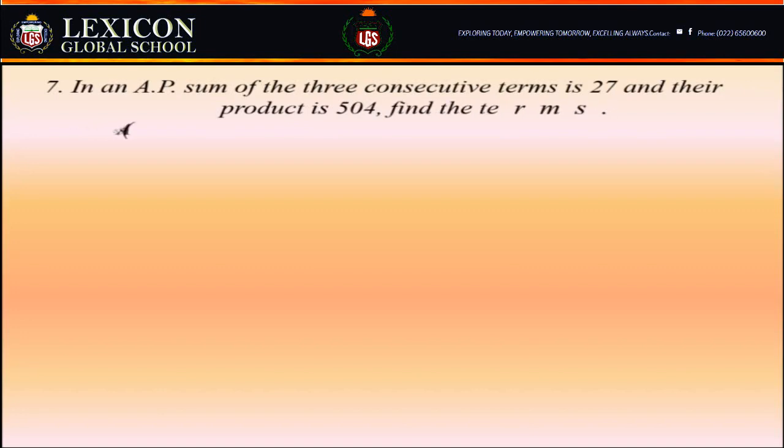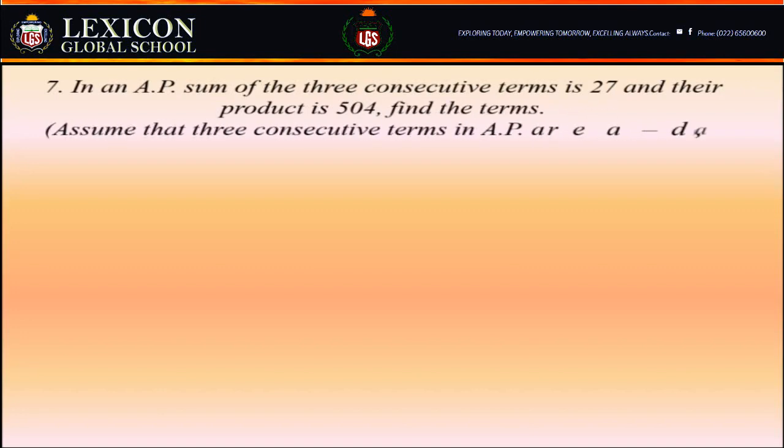Let's solve sum number 7. In an AP, sum of 3 consecutive terms is 27 and their product is 504. Find the terms. Now, 3 consecutive terms, we don't know what they are. So, they have given us a hint. They have told us to assume something. What is that? Assume that 3 consecutive terms in an AP are a minus d, comma a and a plus d. Since they have given me what are my 3 consecutive terms, let us start from there.